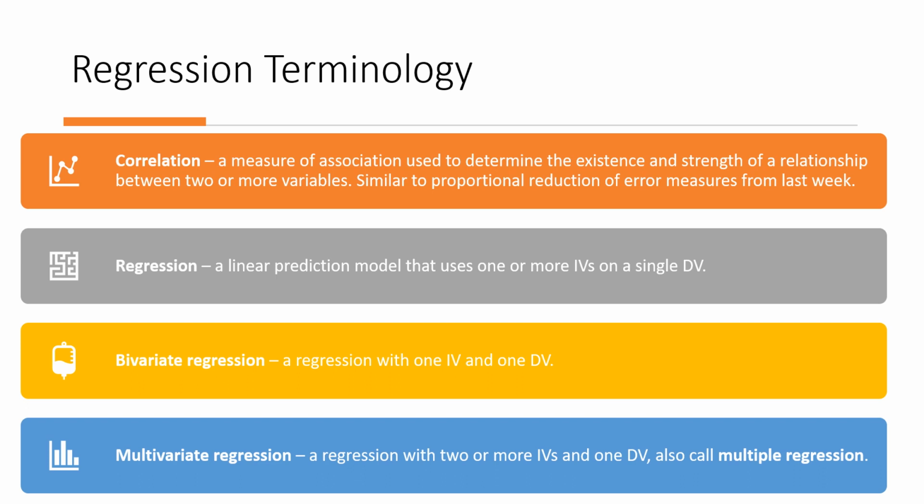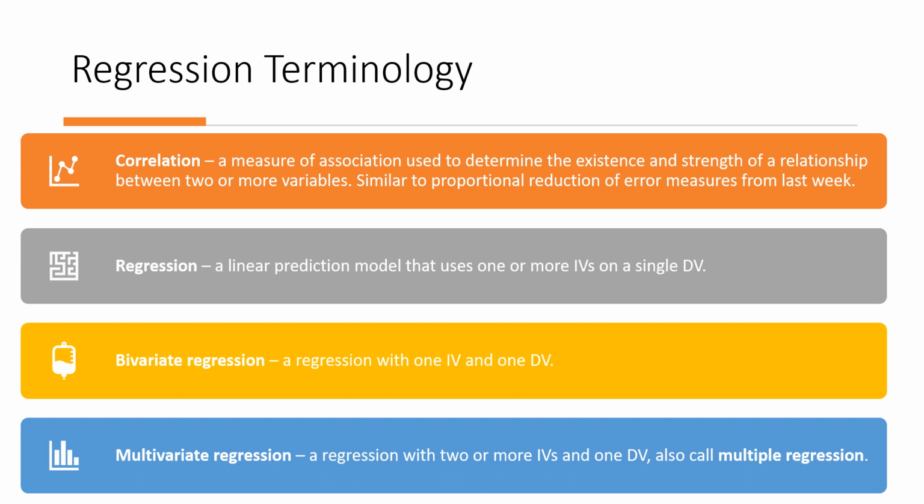Correlation is a measure of association used to determine the existence and strength of a relationship between two or more variables. It is similar to proportional reduction of error measures from last week. Regression is a linear prediction model that uses one or more independent variables on a single dependent variable.